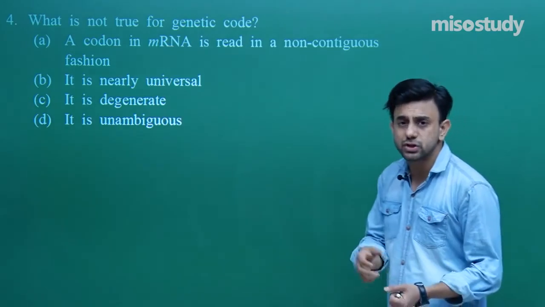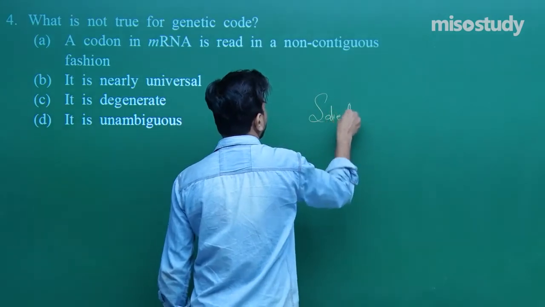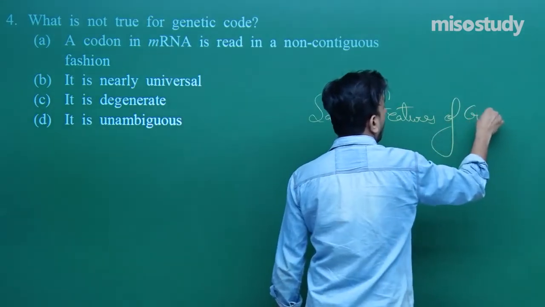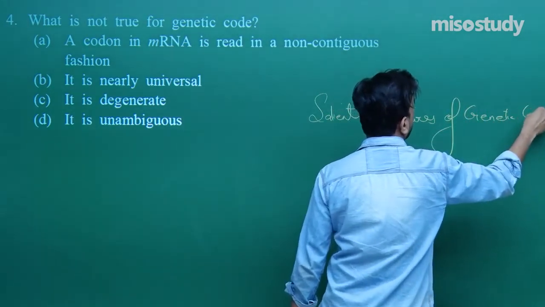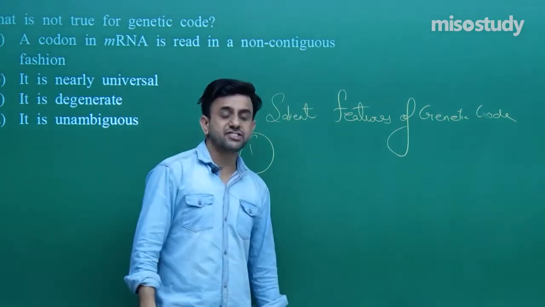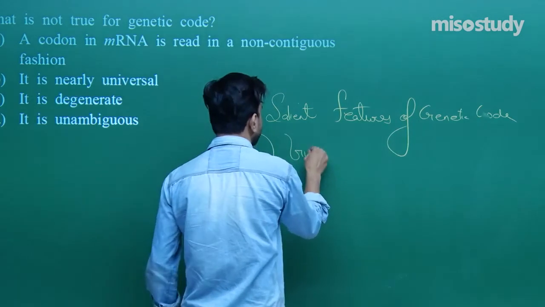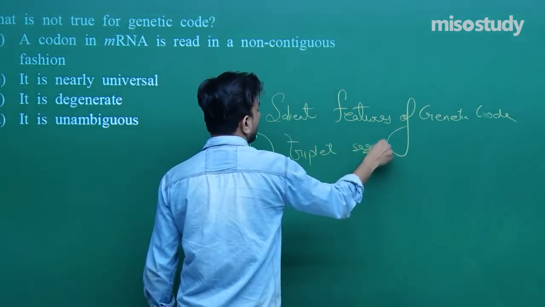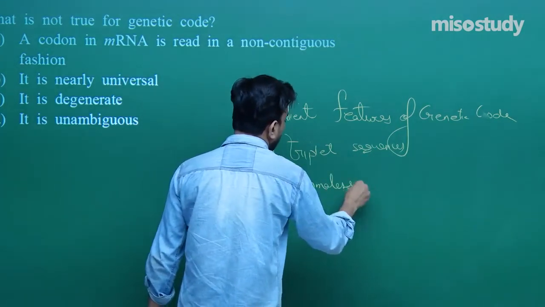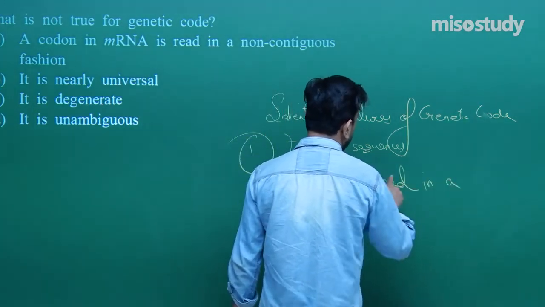What are the salient features of the genetic code which was given by Gamow? The salient features of genetic code, right? It consists of triplet base sequences of the mRNA. Triplet sequences which are without the comma, that means comma-less. Read in a continuous fashion.